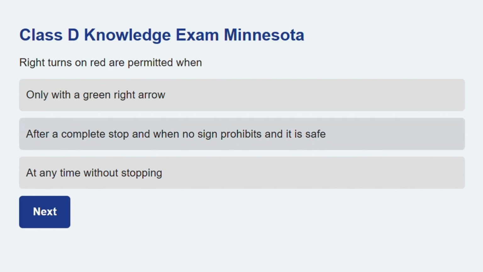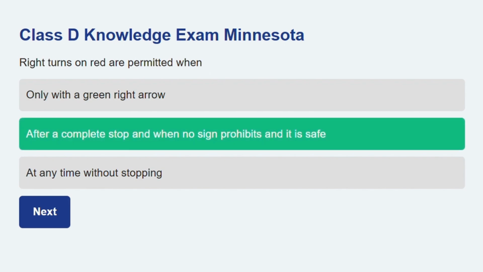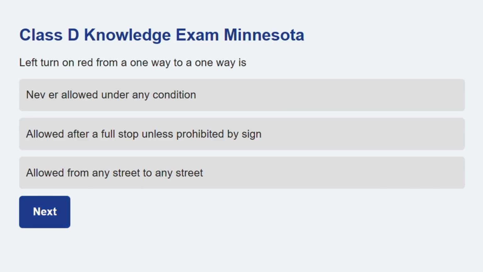Next up, right turns on red are permitted when? After a complete stop and when no sign prohibits and it is safe. You must treat the red light like a stop sign, coming to a full stop and yielding to all traffic and pedestrians before proceeding.